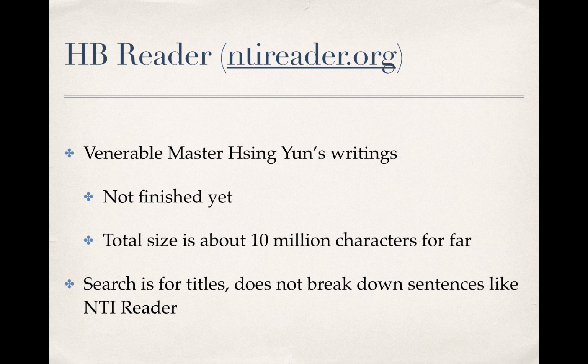HB Reader is similar. It's not finished yet. It's probably got about a third of Venerable Master Hsing Yun's writings. So far that's about 10 million characters, so he was a very prolific writer, and that's quite a large amount, and it contains some useful stuff, but not finished yet. The search here is a little bit different. It searches for titles and doesn't break the sentences down into individual words like the NTI reader yet.